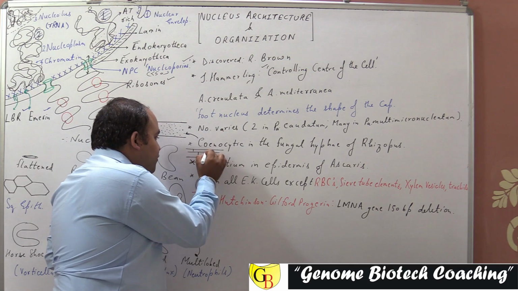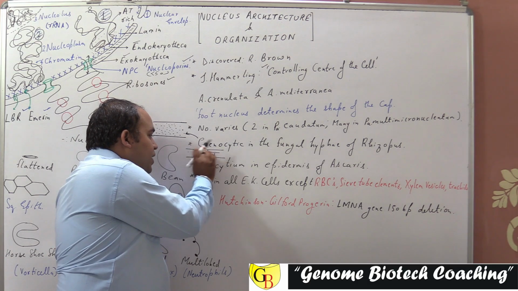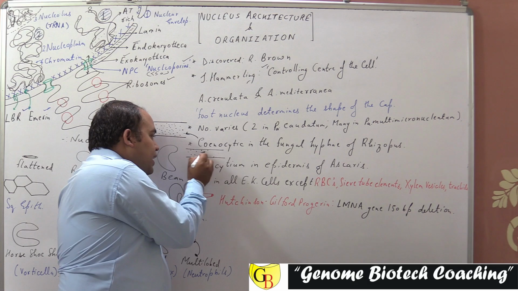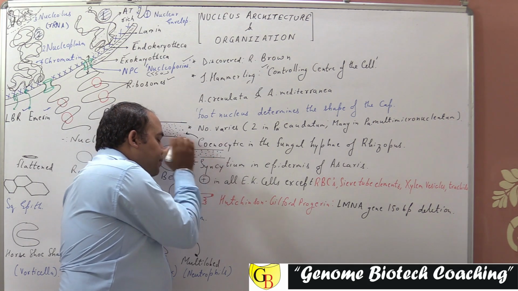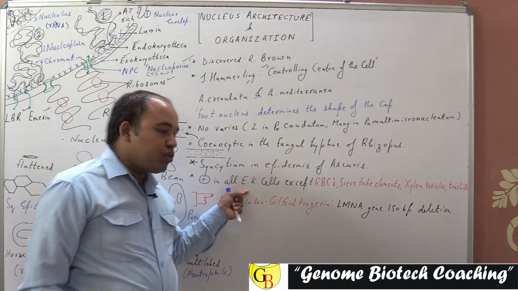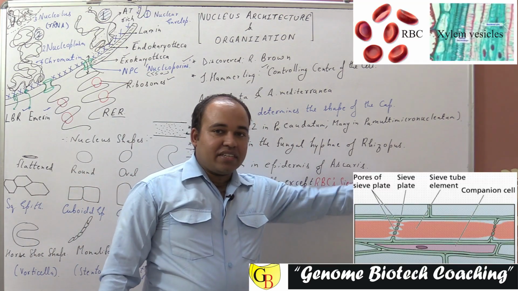These cells are actually different in origin, but later on the plasma membrane and the cell wall have dissolved. So it appears that there are many nuclei present. This condition is referred to as syncytium. Nucleus is present in all eukaryotic cells except the RBCs, sieve tube elements, xylem vessels and tracheids.